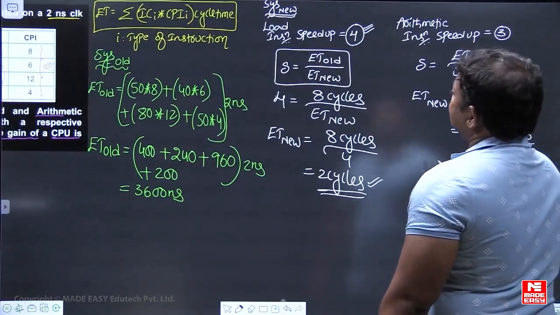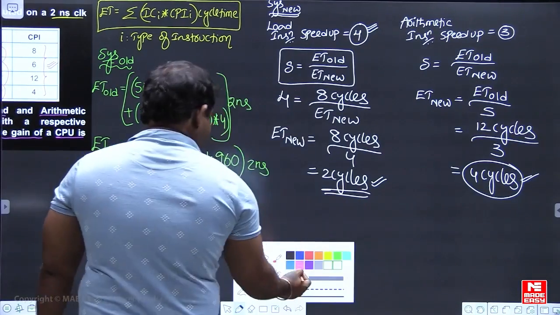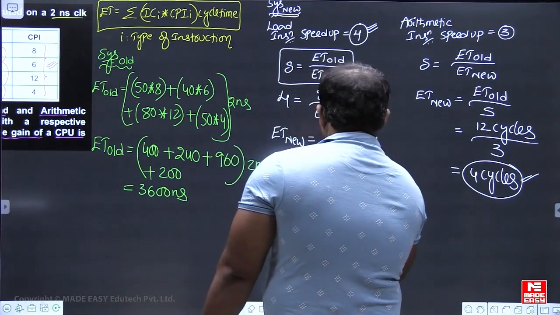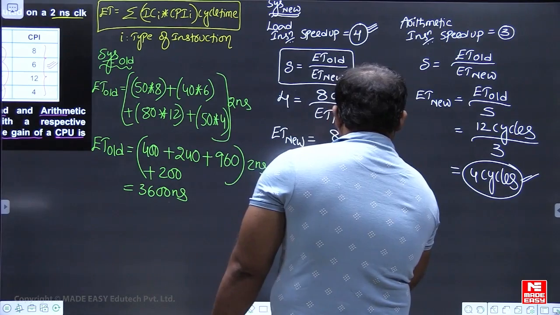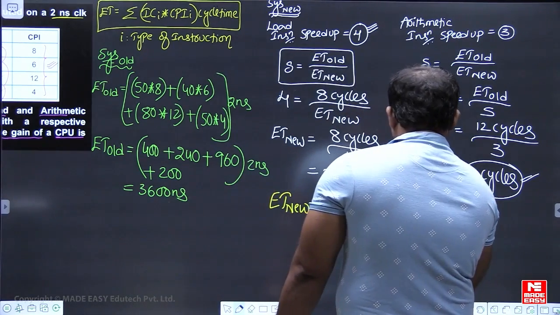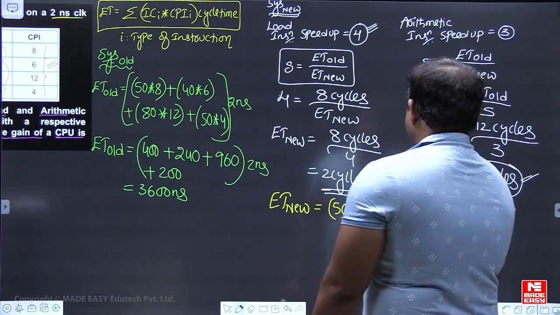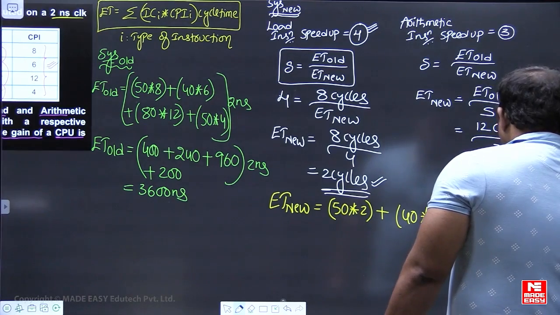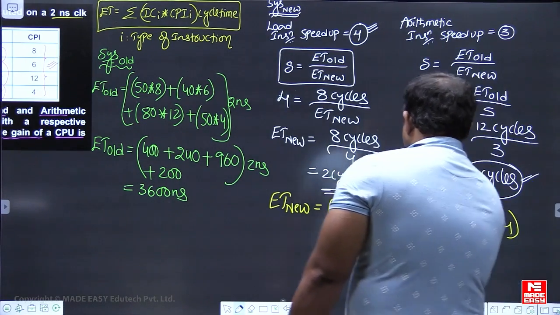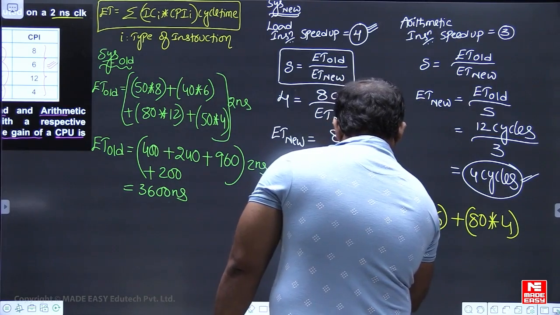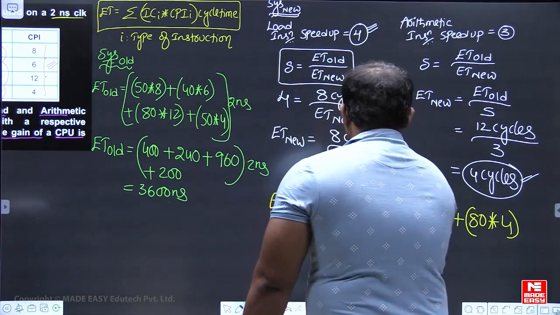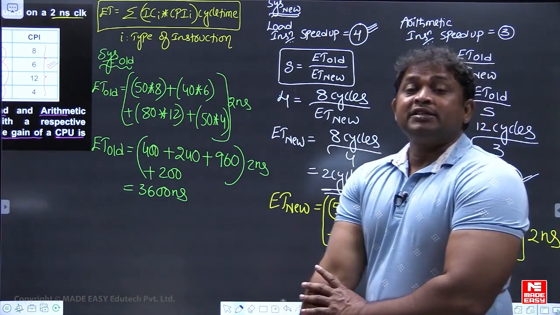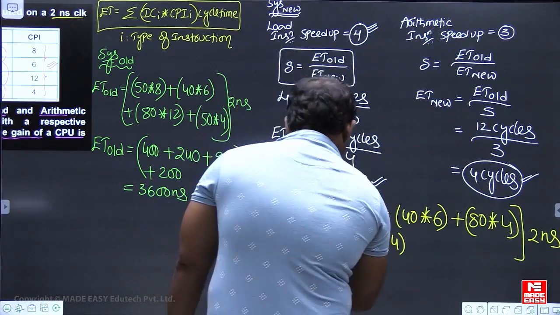Correct. So now the execution time of the new system. Execution time of the new system is equal to 50 instructions are load taking 2 cycles, plus 40 instructions are store, there is no change in the cycles, plus 80 instructions are arithmetic, each instruction taking 4 cycles, plus 50 instructions are jump, there is no change in the cycles. So the total number of cycles multiplied with cycle time. Cycle time is the same but CPI is different, right? Do the calculations.